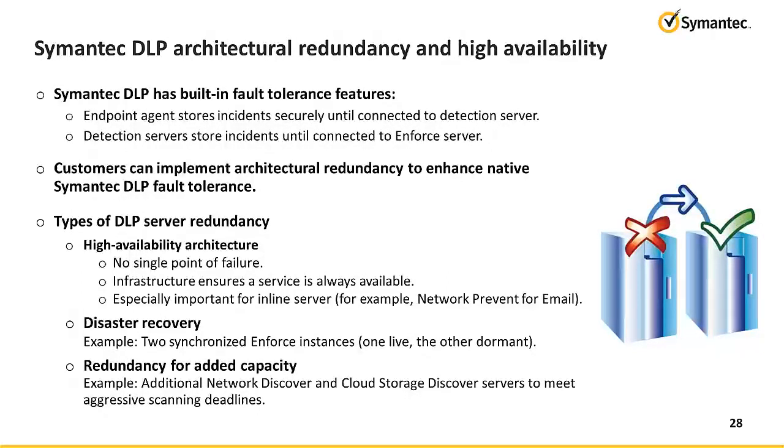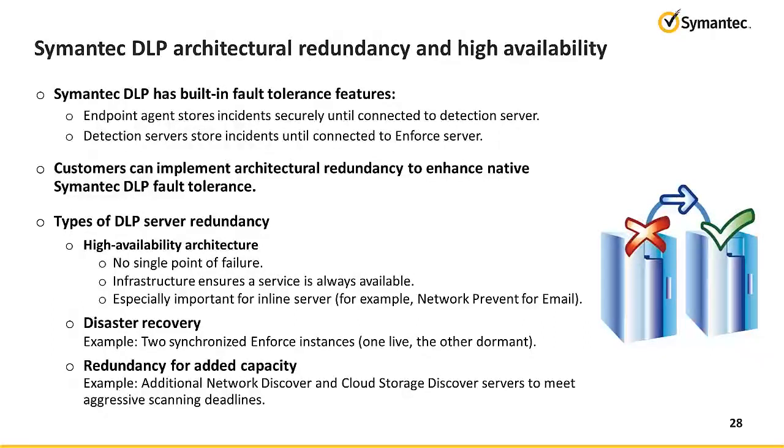For the purposes of this course, high availability, or HA, refers to an architecture in which 1. There is no single point of failure, and 2. The service is always available. For detection servers such as Network Discover and Cloud Storage Discover servers that are not inline, customers may still decide to implement architectural redundancy to support the scanning of target repositories within organizational timelines.